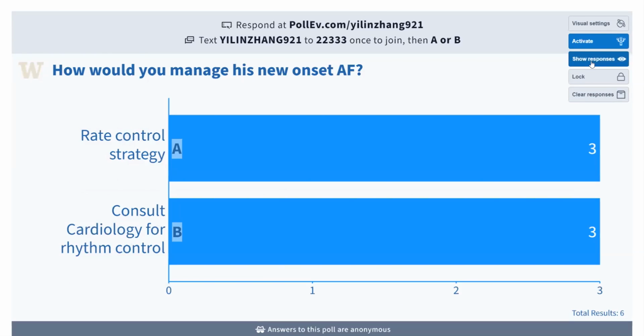Let's see what you guys have said so far. Looks like we're pretty evenly split between rate and rhythm control. So let's look at the new literature that has come out regarding this.